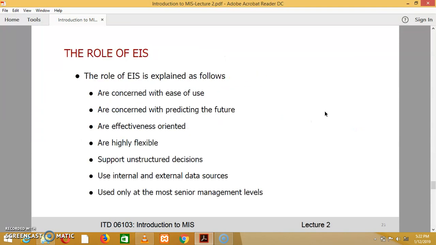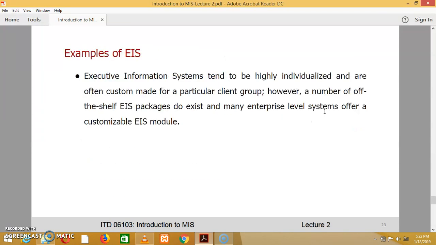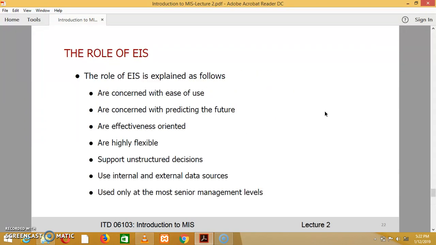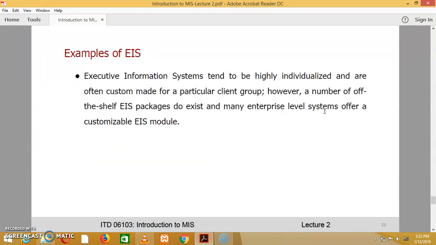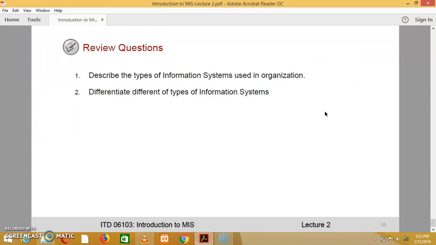And also, something that's very important we have already covered, and you have to understand, to describe. You have to know it after watching this video and understand. You have to know the types of information system used in organizations, and you can know how to differentiate types of information system.